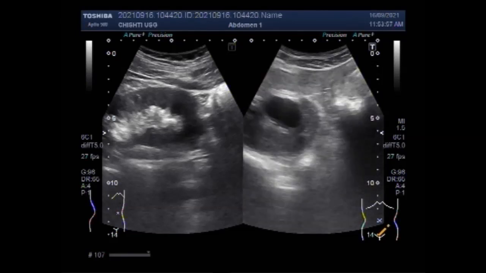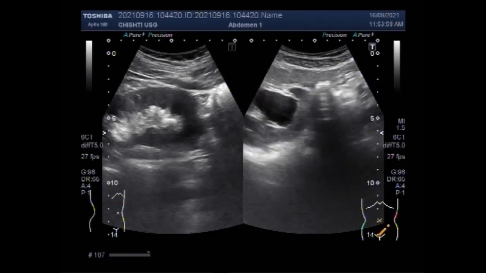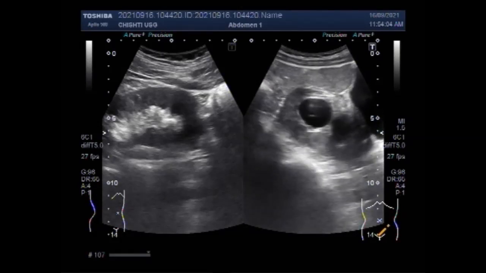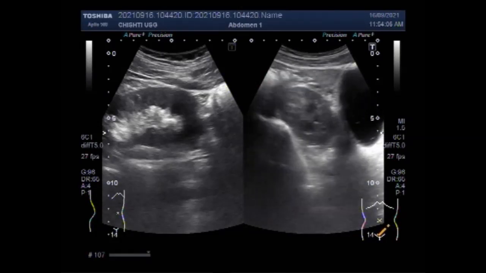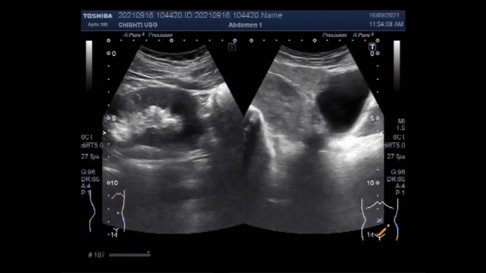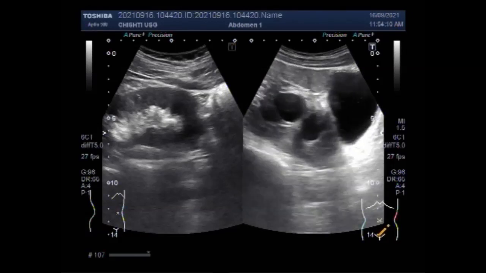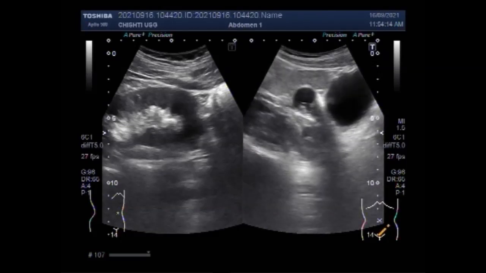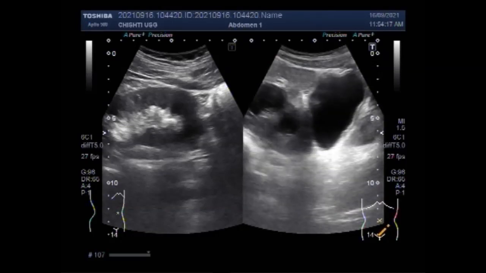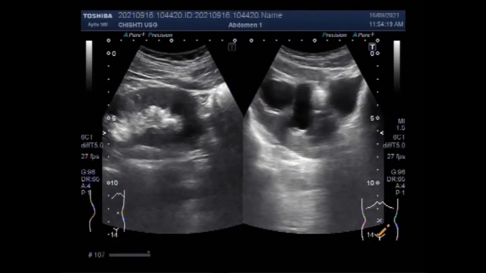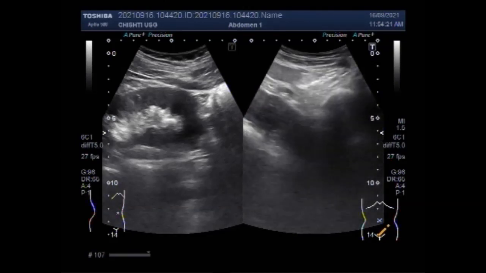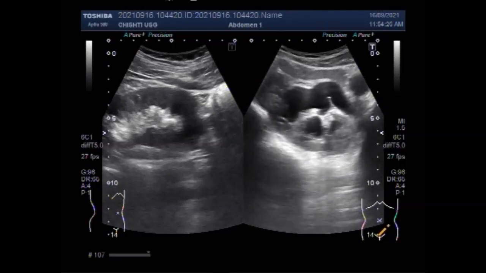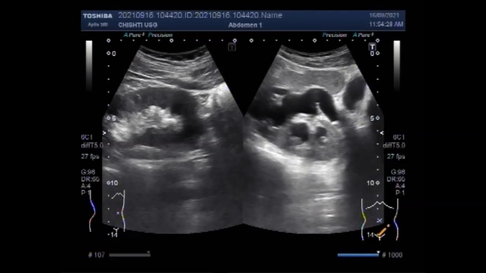Now you will see the tracing of the left ureter, the ureter of the ectopic kidney, and you can see this is the ureter, and now you can see two stones in the left ureter.